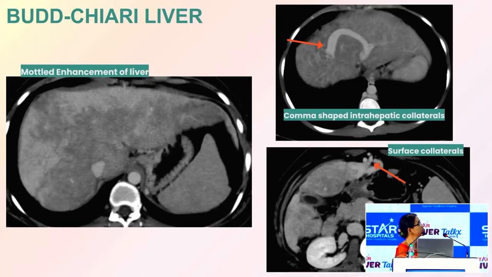So what all do we look for in Budd-Chiari? We can see this mottled enhancement. That's because of the differential drainage of the liver. The periphery is draining better, so that is more hyperattenuating. The central part is all congested. So you will see this mottled pattern of enhancement.